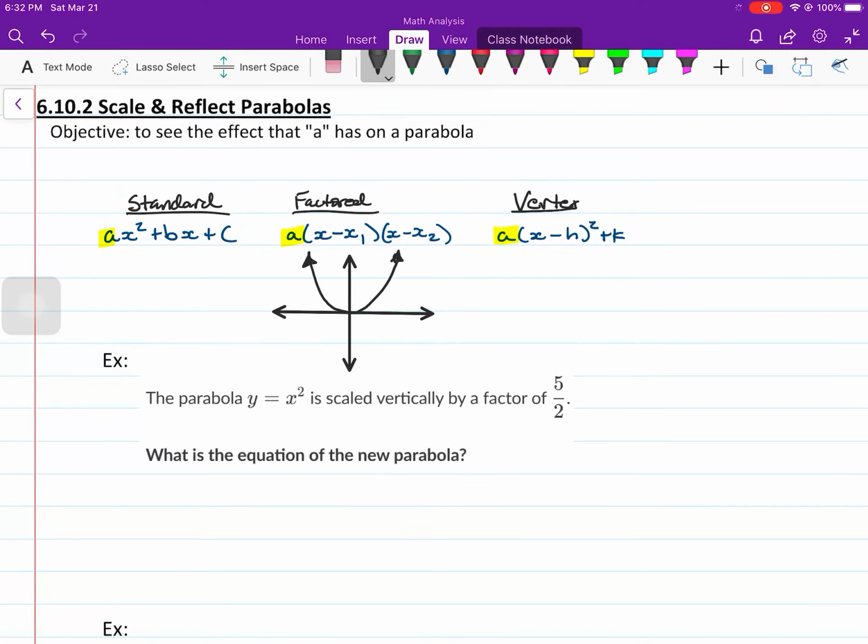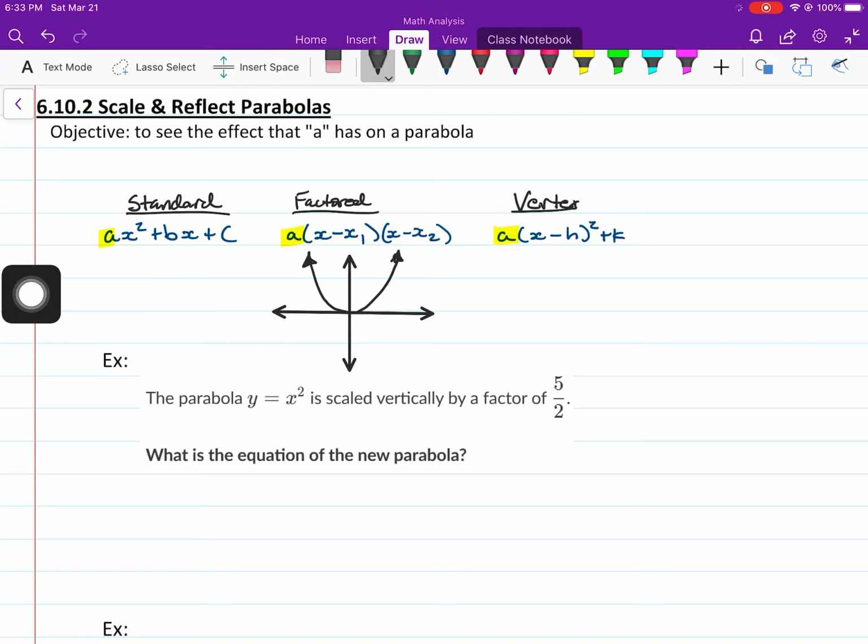So in this video, we're going to see how A affects our parabola. Kind of interesting: standard form, factored form, and vertex form, in all of them A is the same. We usually factor it out in the beginning, bring it in at the end, and it's always the same number in all three of the forms.